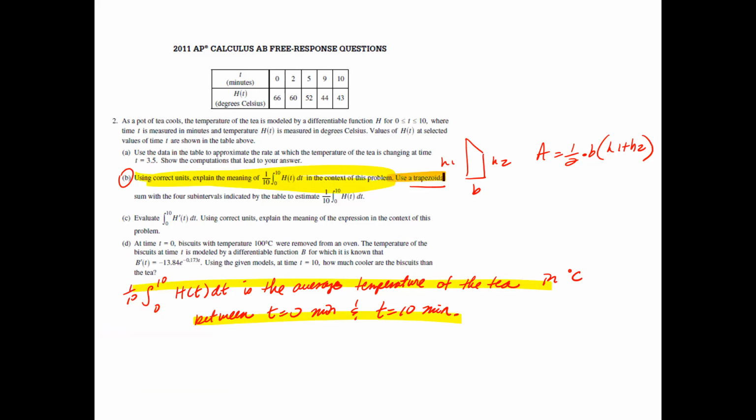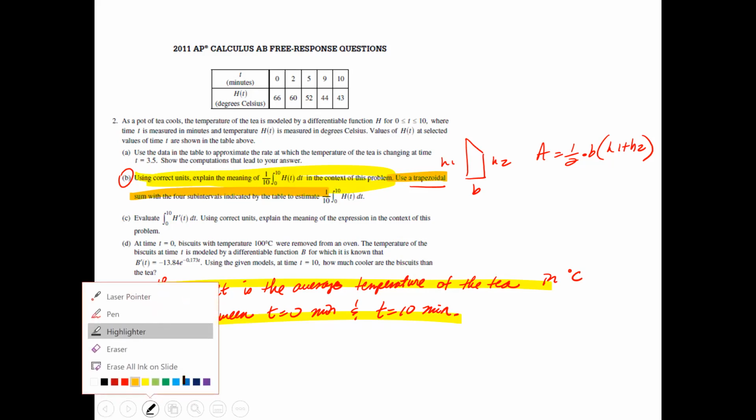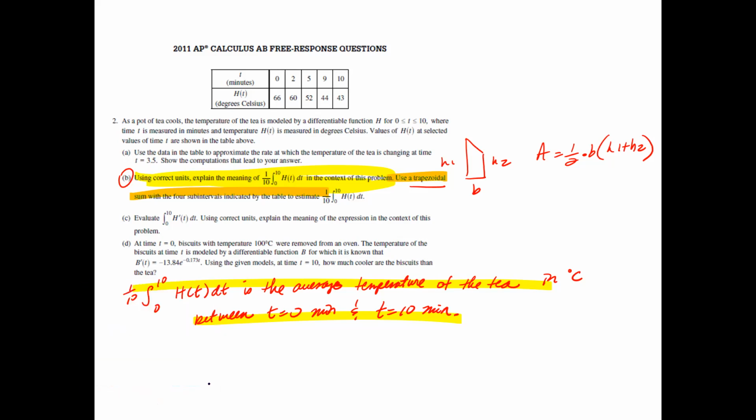The second part is to use a trapezoidal Riemann sum to estimate that integral. So then my second part is going to be 1/10 integral between 0 to 10 of h of t dt is going to equal, keep in mind that you have the 1/2 and the base are going to be constant. But what is going to change are the heights in between there, okay? So I'm going to do 1/2.